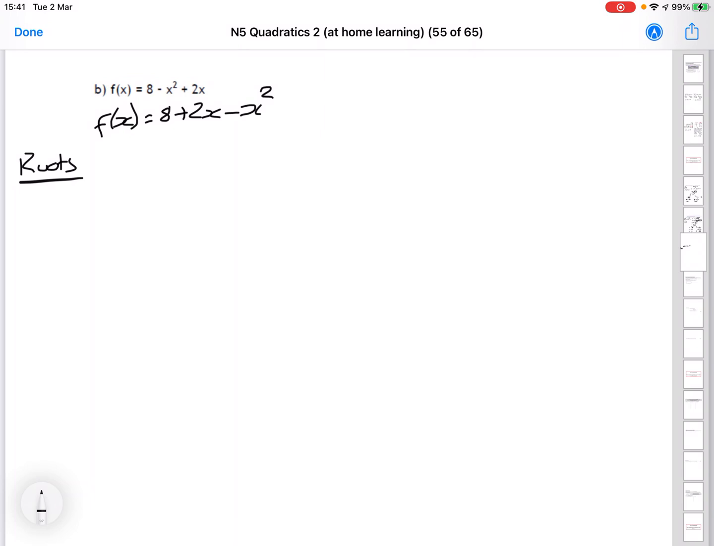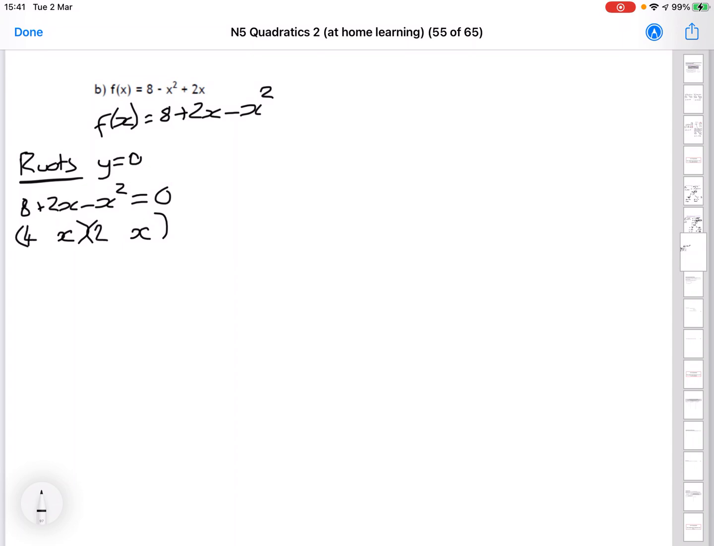So remember, your roots are when y is equal to 0. That's the same as solving. So we're going to have 8 plus 2x minus x squared equals 0. So this is going to factorise into double brackets, but it's just backwards, okay? So we've got an x and an x, but they'll be at the end of each bracket. And we need the numbers that multiply to 8, but add up to 2. So it's going to be a 4 and a 2.